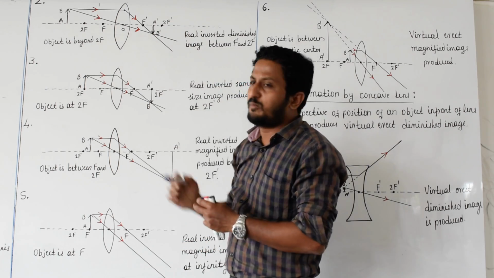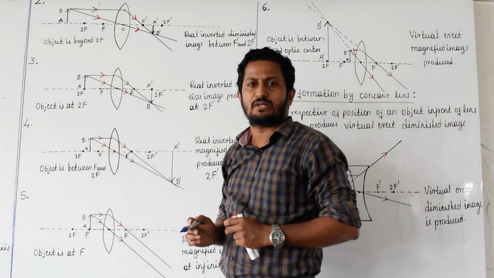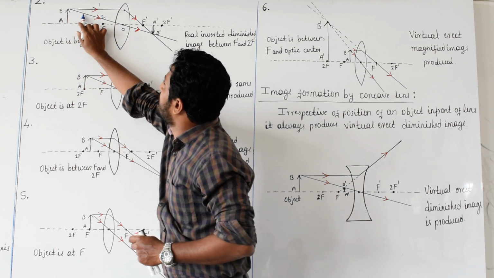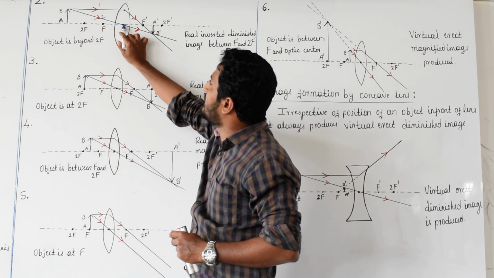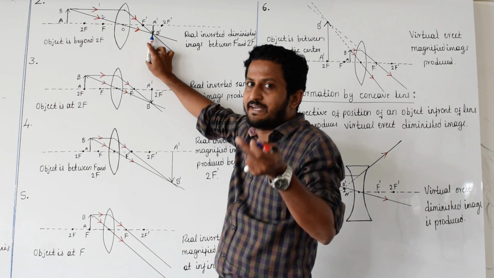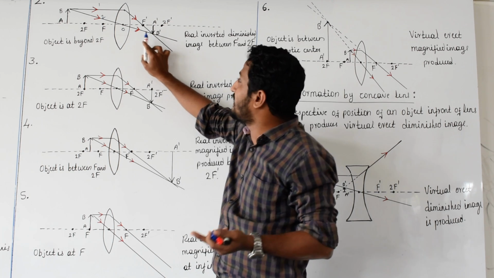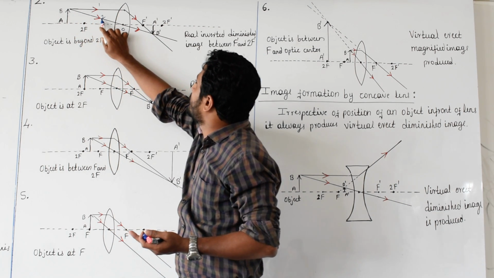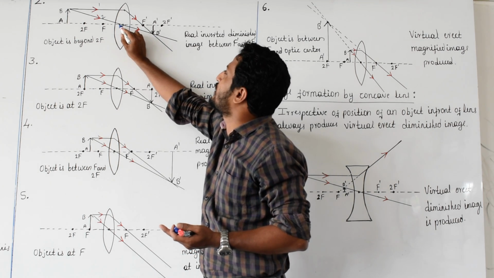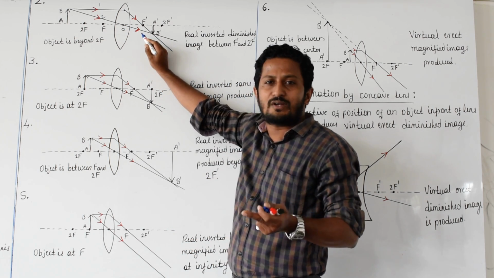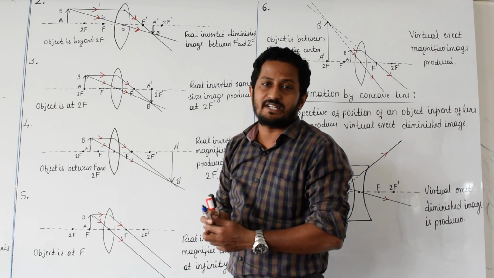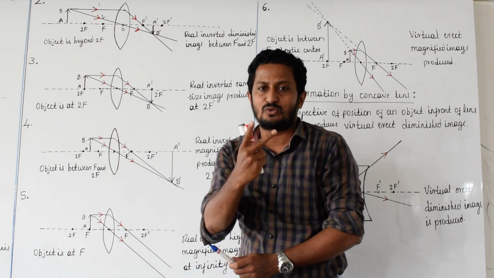Take one more light ray from that top portion only. This is ray 2. You take that light ray in such a way that it passes through the optical center. A light ray which passes through the optical center will not get any deviation. It keeps moving straight. You see here, you have taken two light rays.